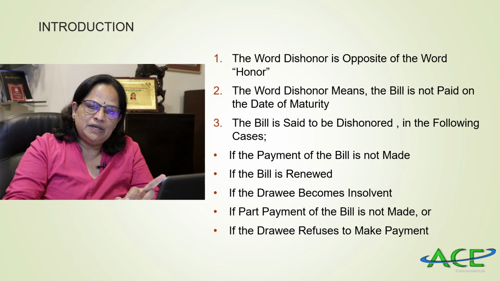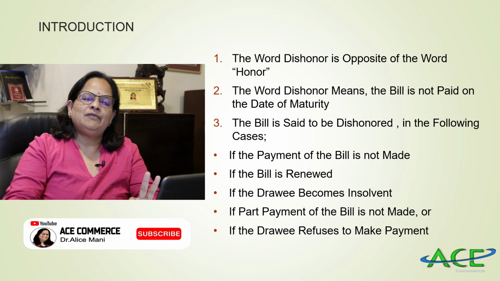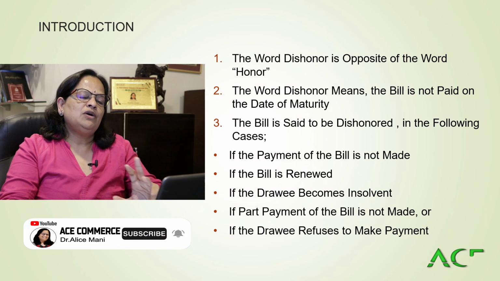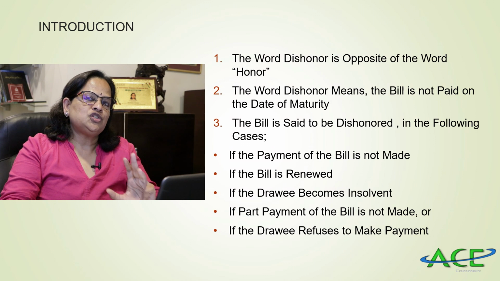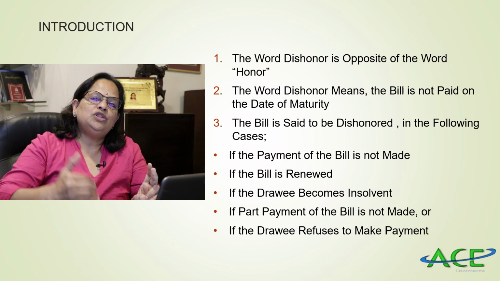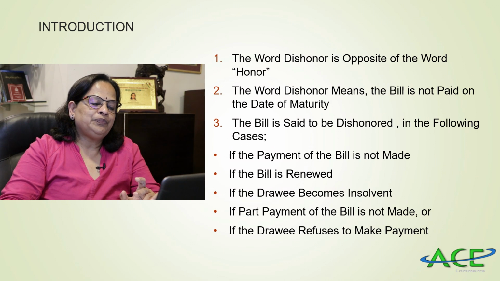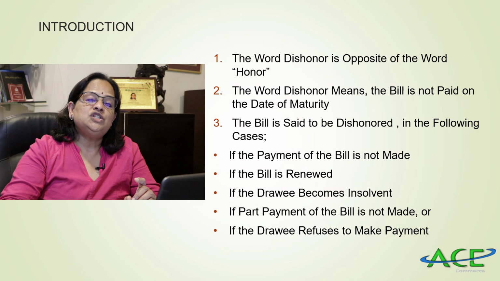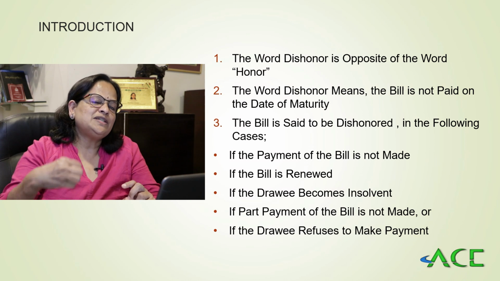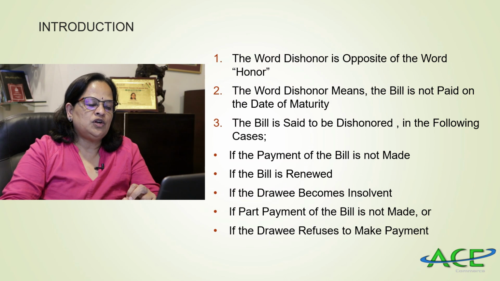The bill is said to be dishonored in the following cases. So 5 options are there. First, if the payment of the bill is not made. I already told you, on the date of maturity the drawee is not making the payment. Second, the bill is renewed. In some cases both the parties will agree and renew the bill for a future date. Next, the drawee becomes insolvent. Business people sometimes declare themselves insolvent. So the drawee is becoming insolvent.